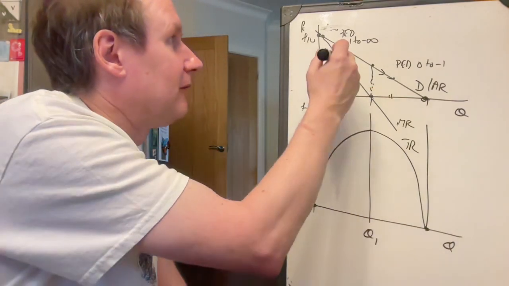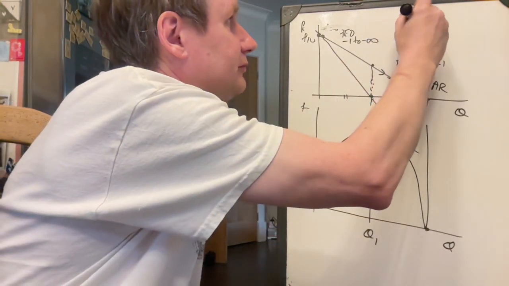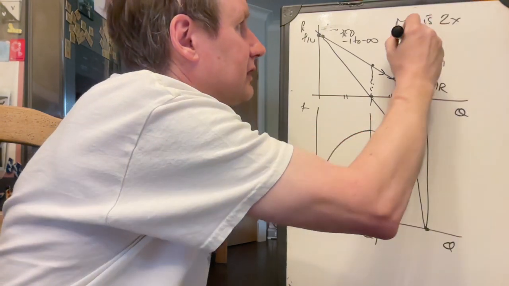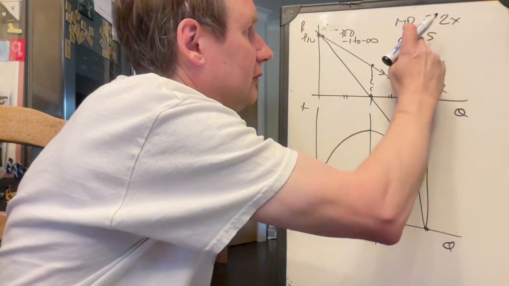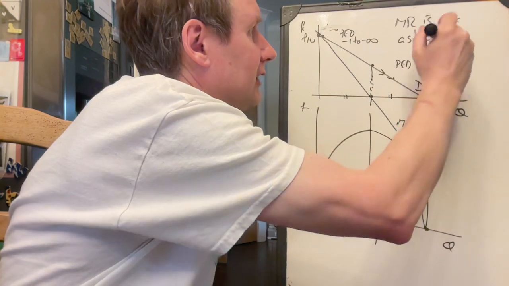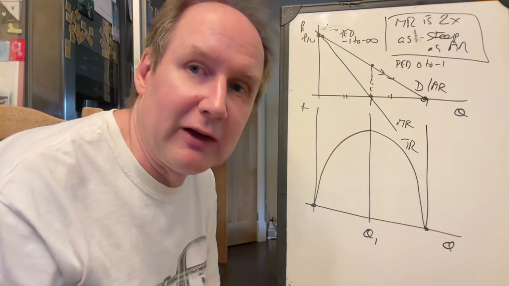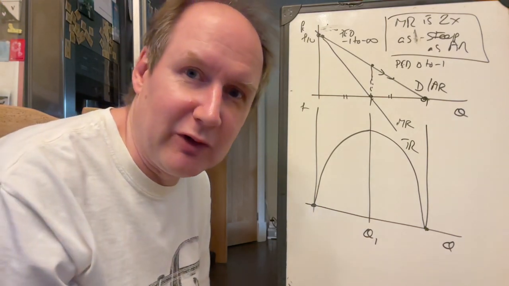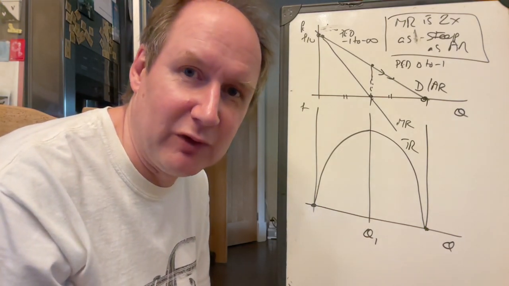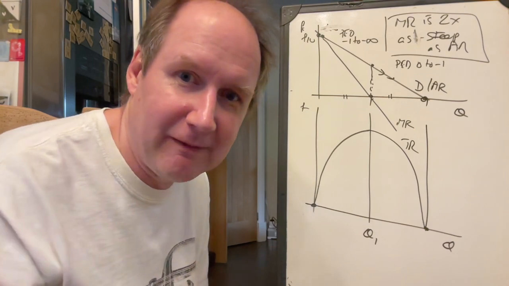But the key point here is that MR is 2 times as steep as AR, and that will always be true. And you can prove that using calculus if you're really very, very interested in that, which I'll do in a separate video, which if you hate maths, you don't have to watch.